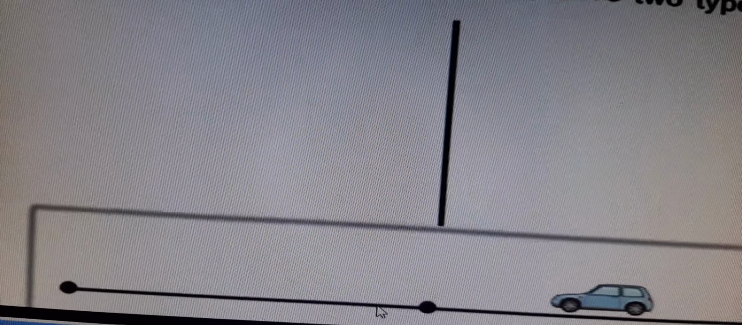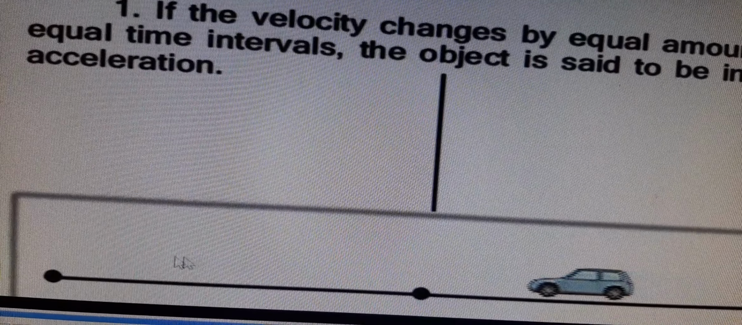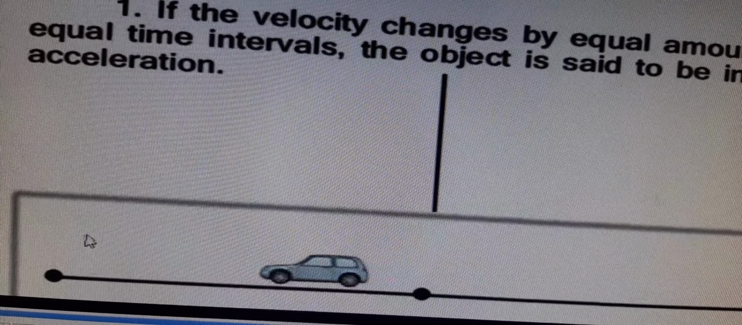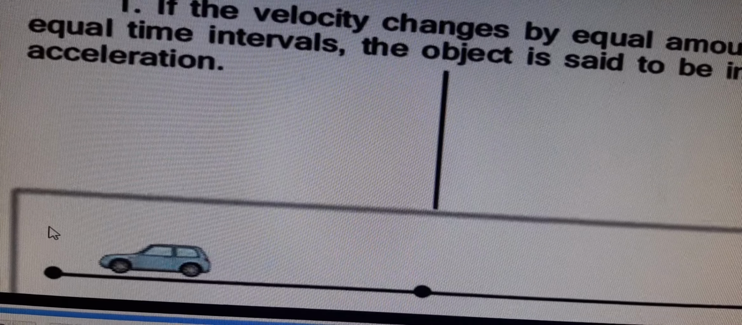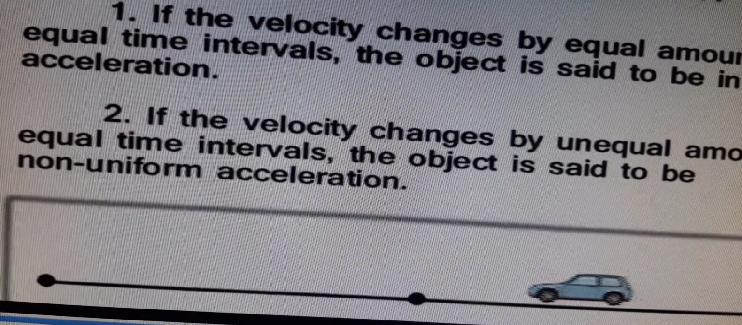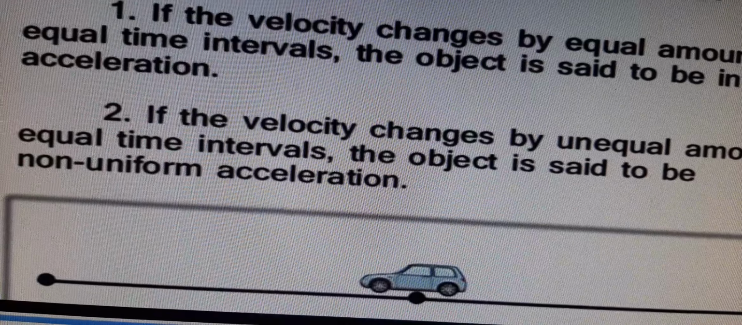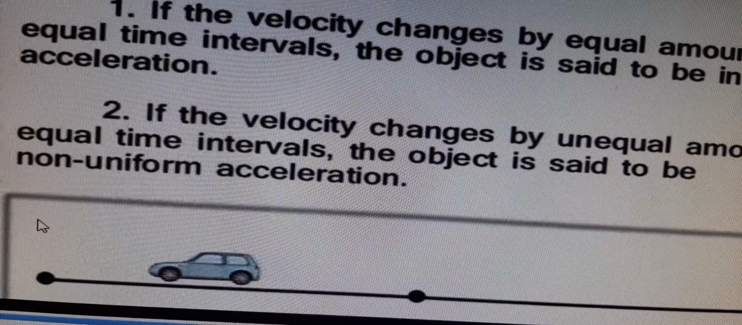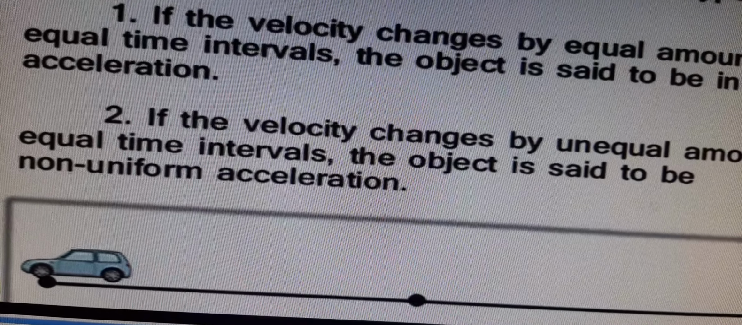Here you see that if the velocity changes by equal amounts in equal time intervals, the object is said to have uniform acceleration. But if the velocity changes by unequal amounts in unequal time intervals, the object is said to have non-uniform acceleration. Acceleration also has three types: positive acceleration, negative acceleration and zero acceleration.